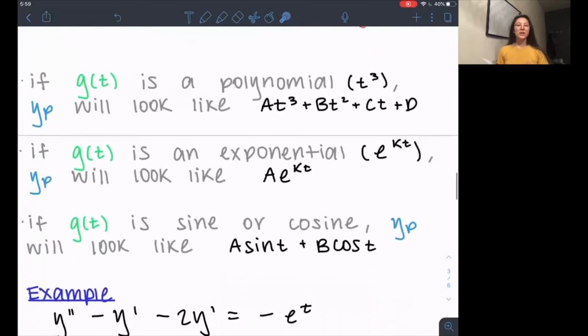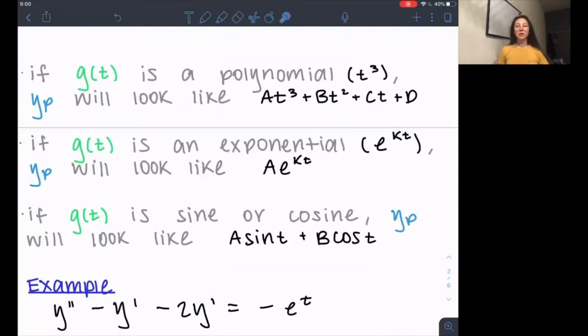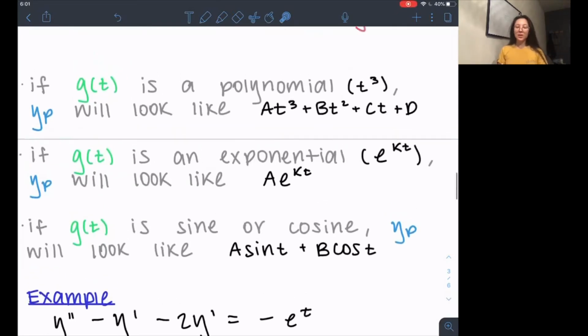If g of t is a polynomial such as t to the third power, then we want our particular solution to be of the same power. If g of t was an exponential like the function e to the t, then we want the particular solution to be e to the t times a constant, and that constant is represented here by A. And if g of t was sine or cosine, then we want the particular solution to have both sine and cosine, because we need to account for the derivative.